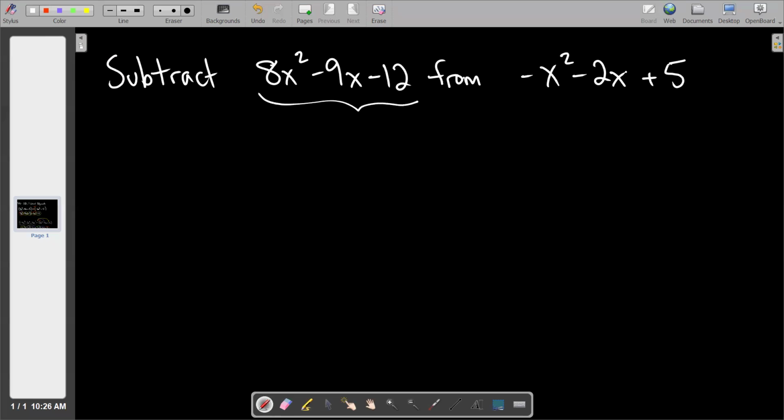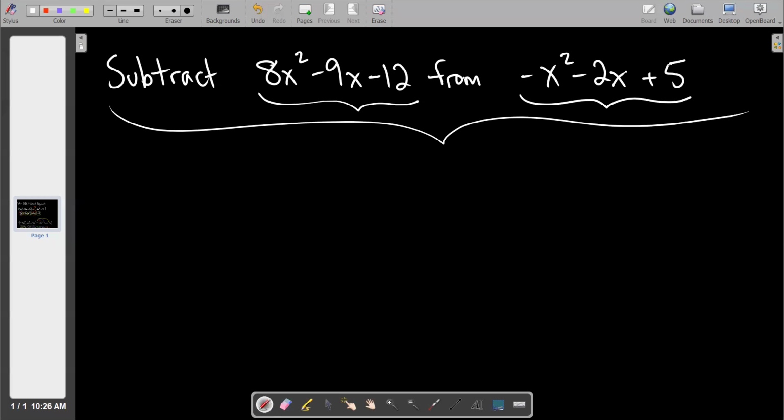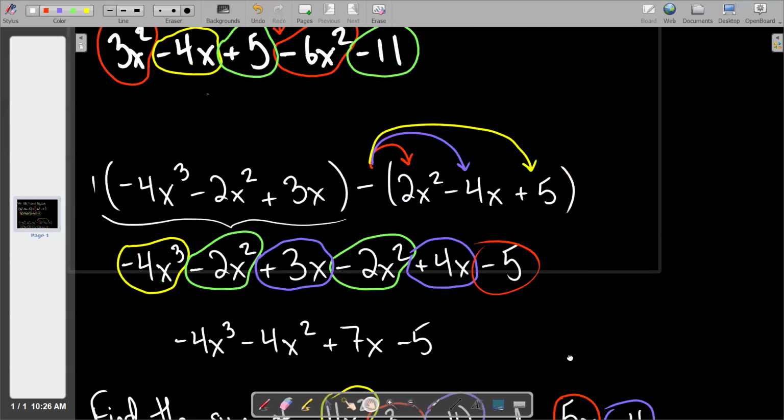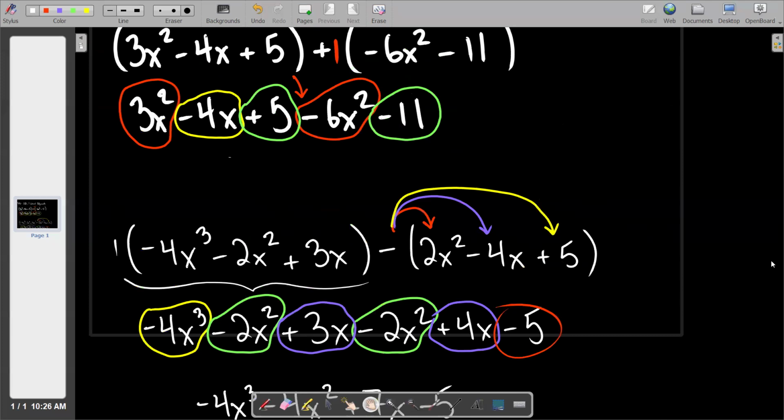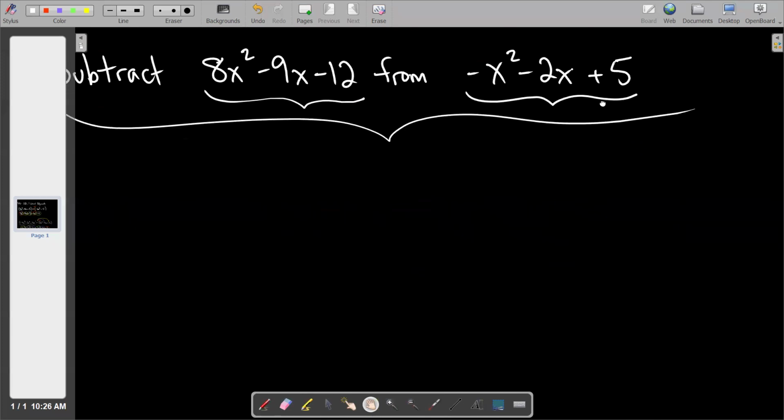Subtract this from this. What would the setup be? Subtract negative x squared minus 2x plus 5 from 8x squared minus 9x minus 12. No, don't use my words back. I don't want any words. I want letters and symbols. I'm telling you, I want you to write this as a math problem. I want it to look like this. Can you do that for me? What's it going to say?